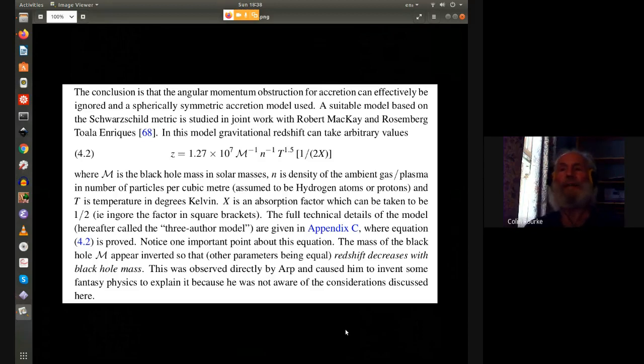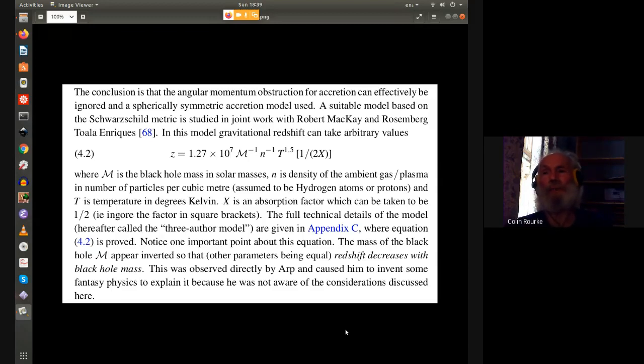So this is a formula from our model for the gravitational redshift for a black hole accreting. So Z is 1.27 times 10 to the 7 times mass, where M is the black hole mass in solar masses. I'm not using natural units, I'm using MKS. N is the density of the ambient gas, number of particles per cubic meter. You assume you're in a hydrogen gas, hydrogen atoms or protons, depending on whether it's a plasma or not. And T is the temperature in degrees kelvin. X is an absorption factor, which can be taken to be a half. In other words, you just ignore the factor in square brackets.